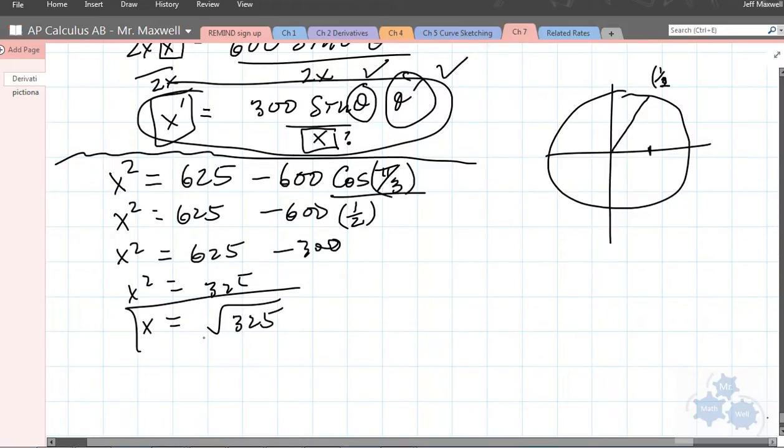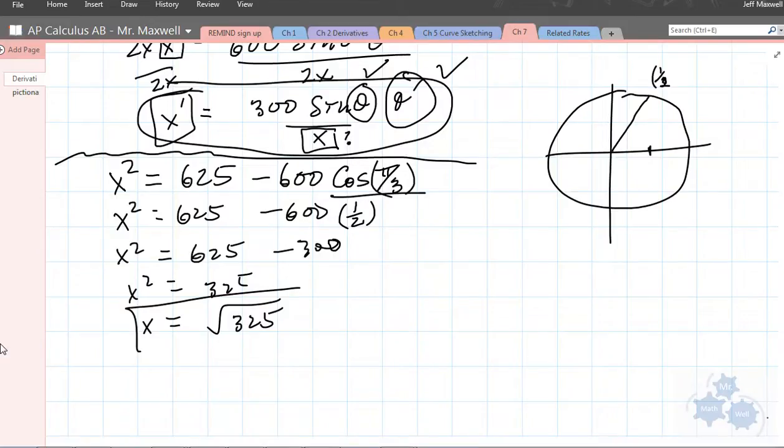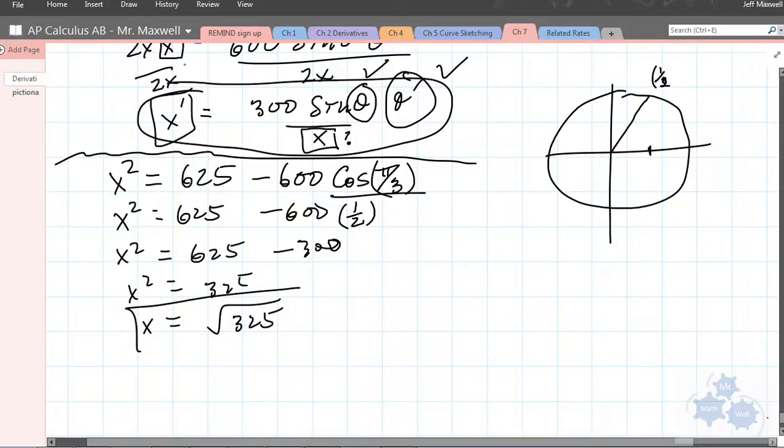Okay, so there you go. Don't bother simplifying it right now, just leave it right there. And now that's our x value that goes where? This x value goes into the differentiated expression, and we can solve for x prime. So now we have everything we need. Let's do that.